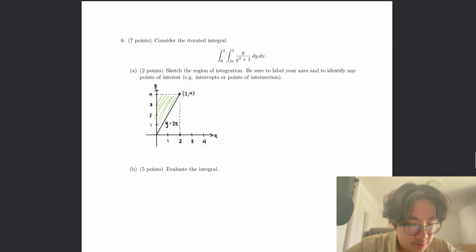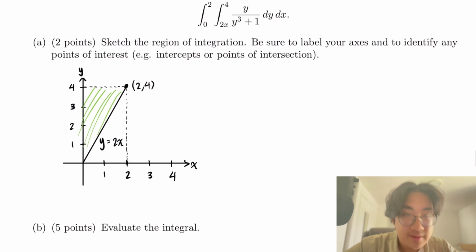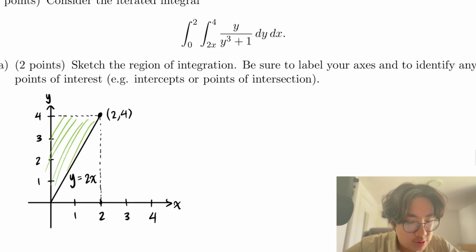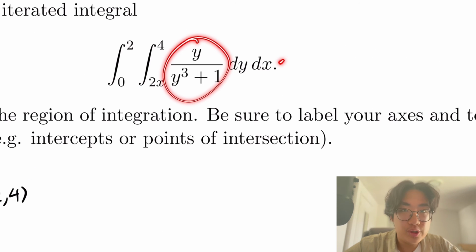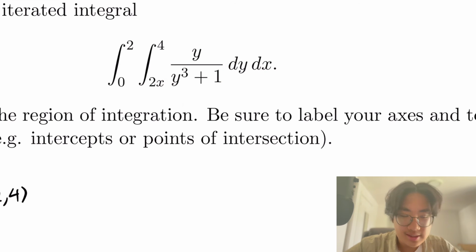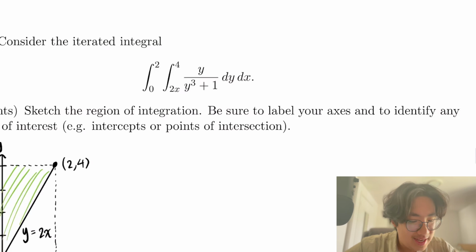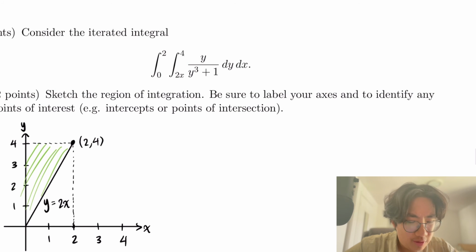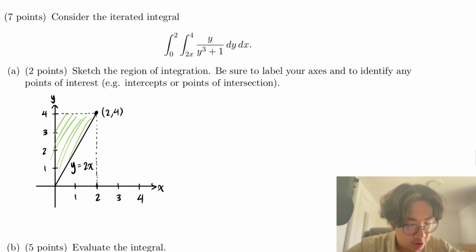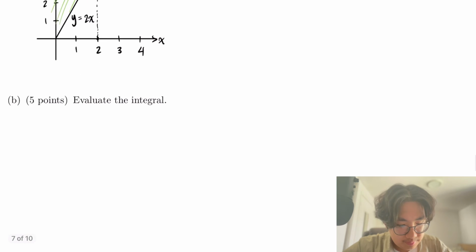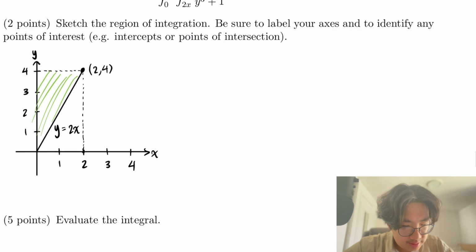And then obviously, the whole point of this question is to evaluate this integral, and the reason why they have you sketch out the region is because you can change the order of integration. This right over here, there is no elementary antiderivative for this. This plus 1 causes a lot of issues. Regardless, it's not feasible to do directly with the current setup. You need to change your order of integration. So let's look into that.